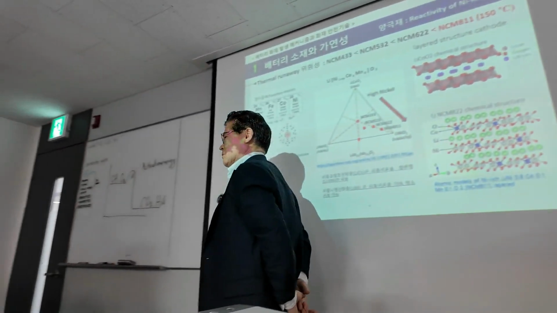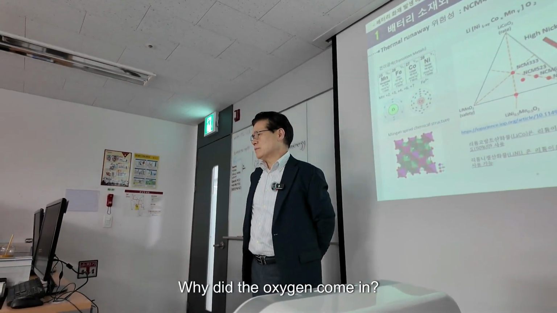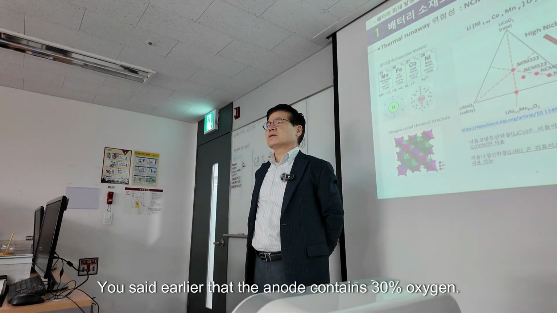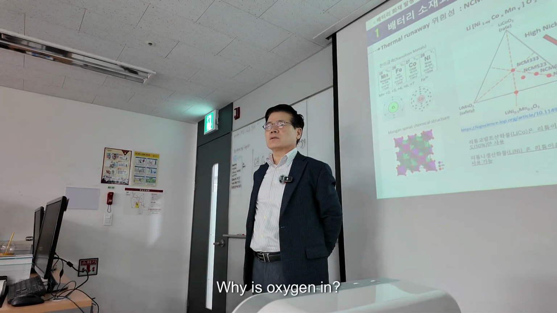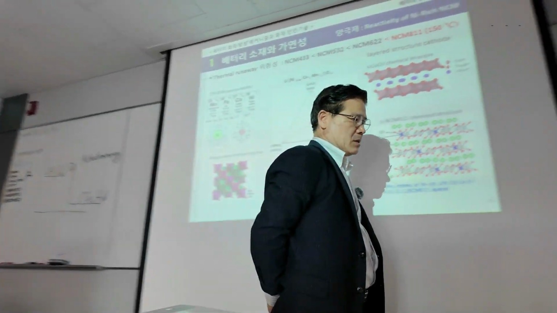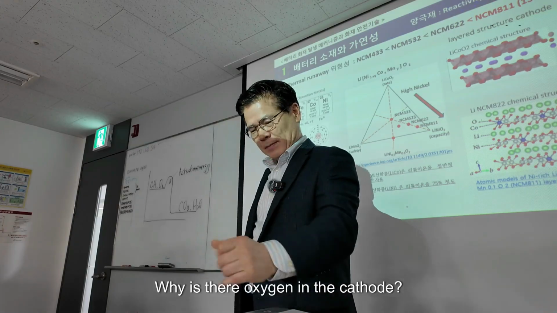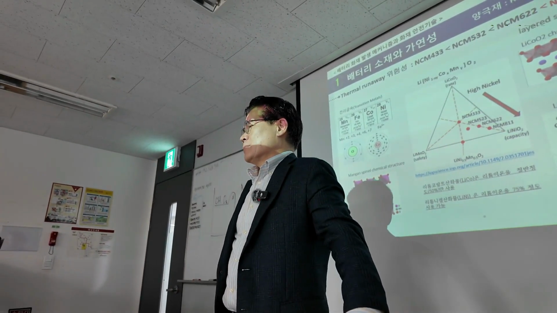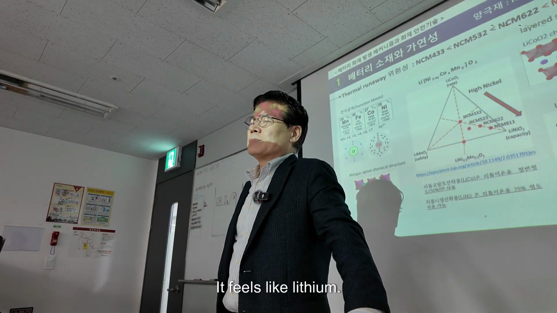Anode material. Why did the oxygen come in? You said earlier that the anode contains 30% oxygen. Why is oxygen in? Why is there oxygen in the cathode? It feels like lithium.